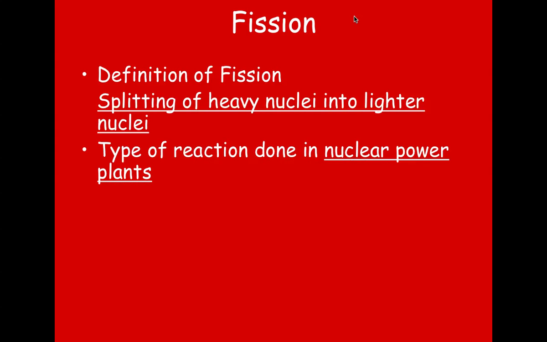Now, this is the type of reaction that is done in nuclear power plants, like the one down at Three Mile Island, the one over in Chernobyl that we had a problem with. So these are the ones that we actually use to generate electricity here on Earth.